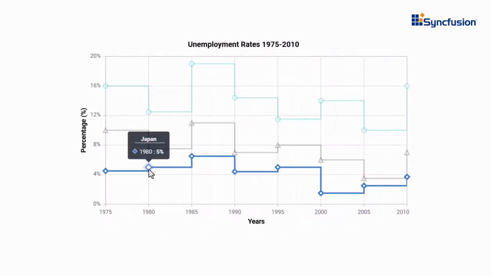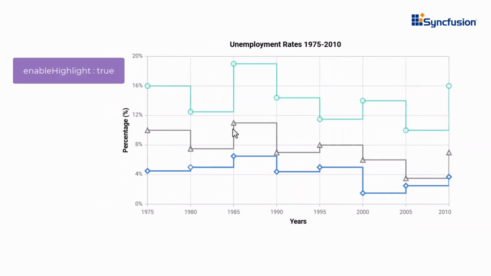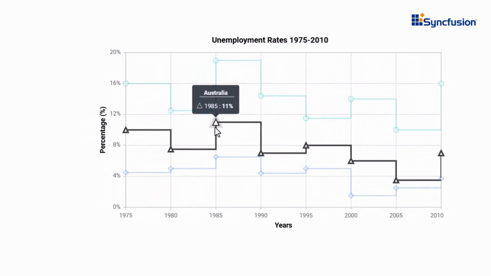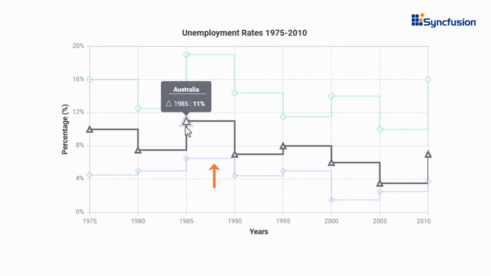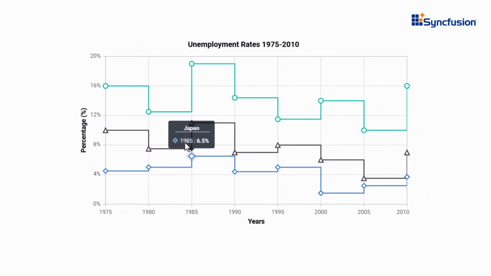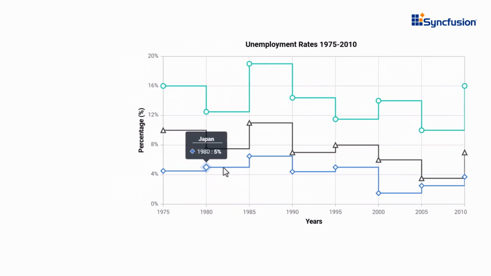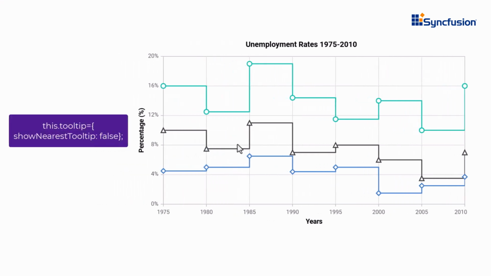Need to highlight one series at a time? Turn on Enable Highlight, and the active series stands out while dimming the others. Plus, tooltips are displayed for the data point nearest to the cursor, but you can turn this off by setting the Show Nearest Tooltip property to false in the tooltip settings.